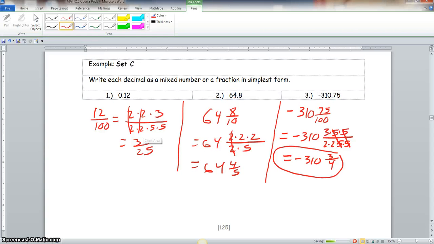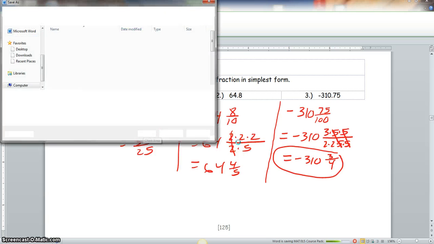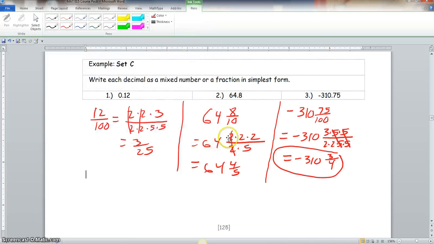Now we go to 64.8. All of your digits in front of the decimal will be your whole number, 64. And we know .8 is 8/10. So we will break down 8 to its prime factorization, which is 2 times 2 times 2, and 10 is 2 times 5. These 2's will simplify out. Again, these 2's will simplify out, and you will be left with 4/5.